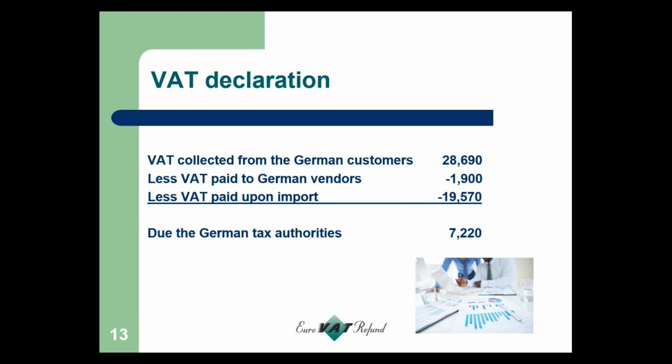And as I said, they will say how much VAT have we collected from the customers, in this case 28,000. How much did we pay out to the German vendor, in this case 1,900. And how much did we pay upon import of goods, 19,000. So in this case, they get a refund of 7,000. They have to pay in 7,220. That is the difference between the VAT that they have collected and the VAT that they have paid out. But remember, if in one month they have paid out more VAT than they have collected, then they get a refund. The tax authorities will refund the money to them.